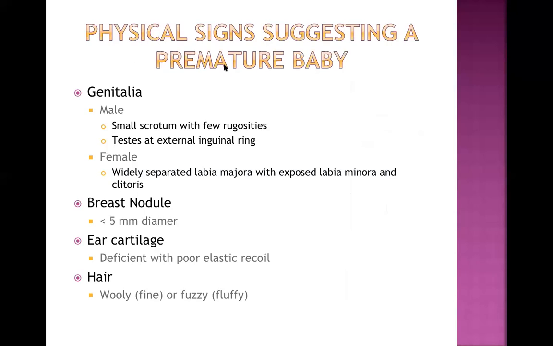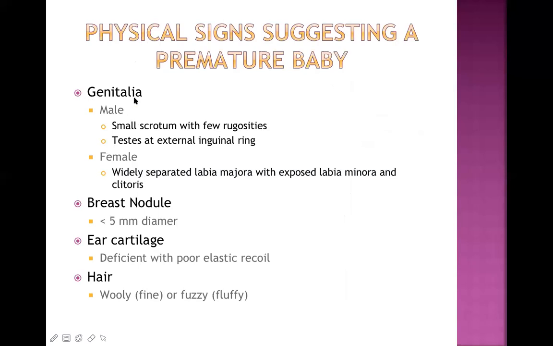Now let's move further. What are the physical signs which suggest a premature baby? Sometimes the lady is not sure about her menstrual cycle or last menstrual period, so we don't know the gestational age of this baby. So we need to make sure whether the baby is premature or mature. These are the different physical signs.